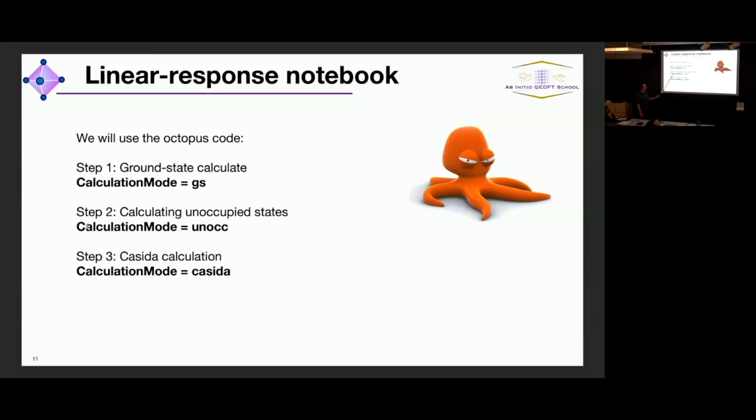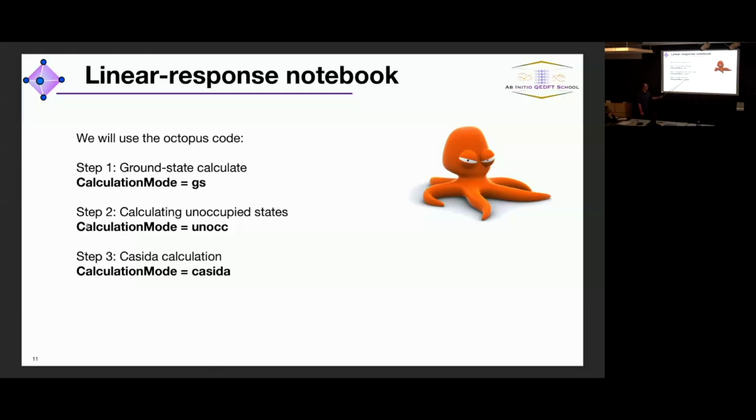So there's a special calculation mode, which is called unoccupied. It just reads in the ground state, and then you can specify to converge a few more unoccupied orbitals. So that's this mode. So you have to do a second calculation. We call it the calculation mode unoccupied. And then once you have these two, we can finally do our linear response calculation. So here we use the run mode Casida.